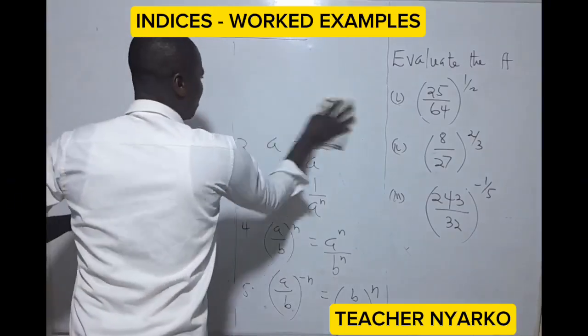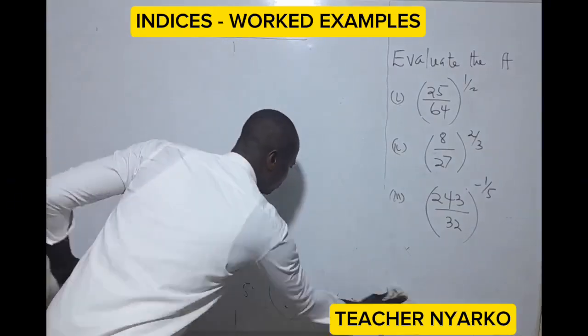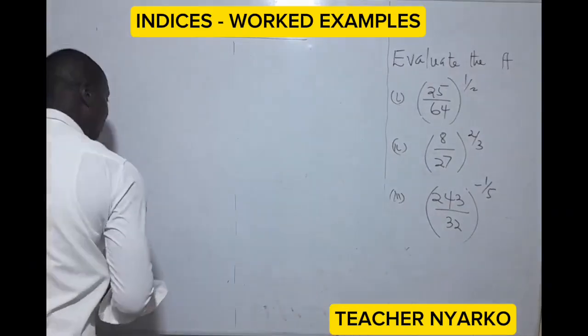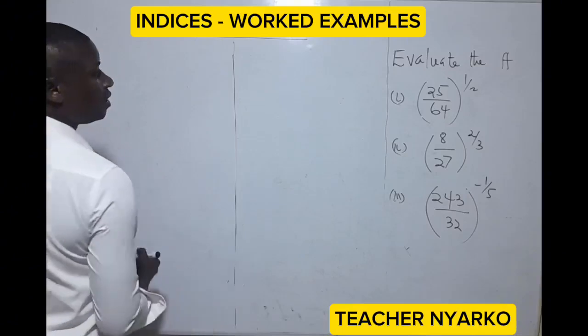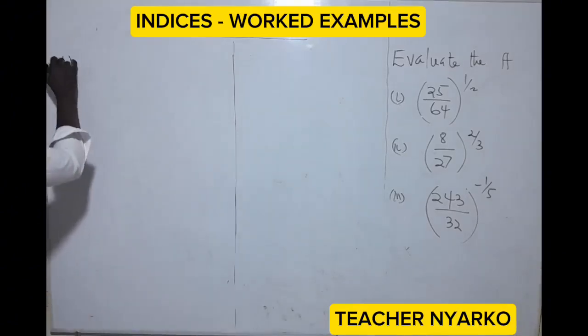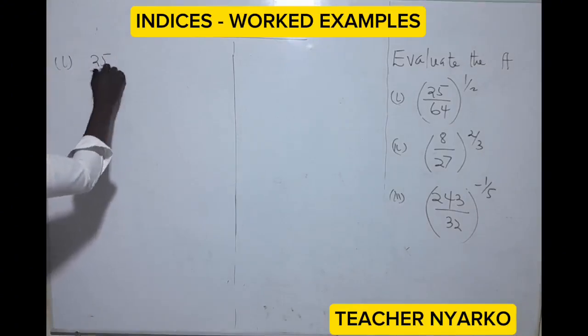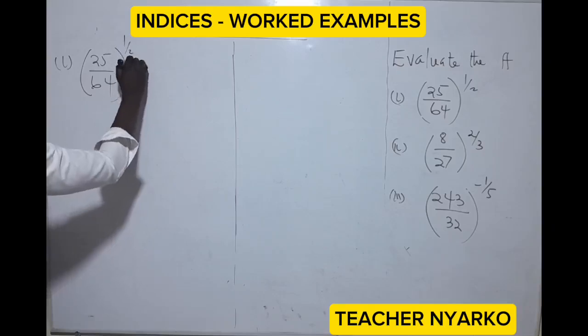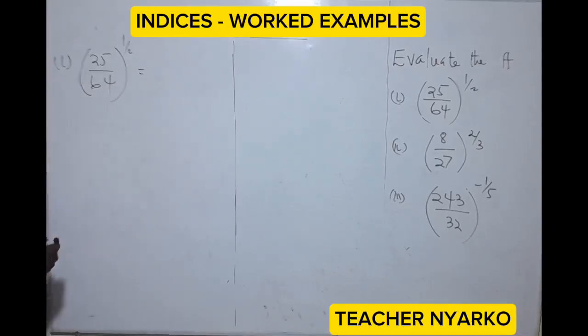Now, our first question over there. So there, our first question, we have to evaluate. The first one is what? 25 over 64, all exponent half. Now, if you remember, there was a property.